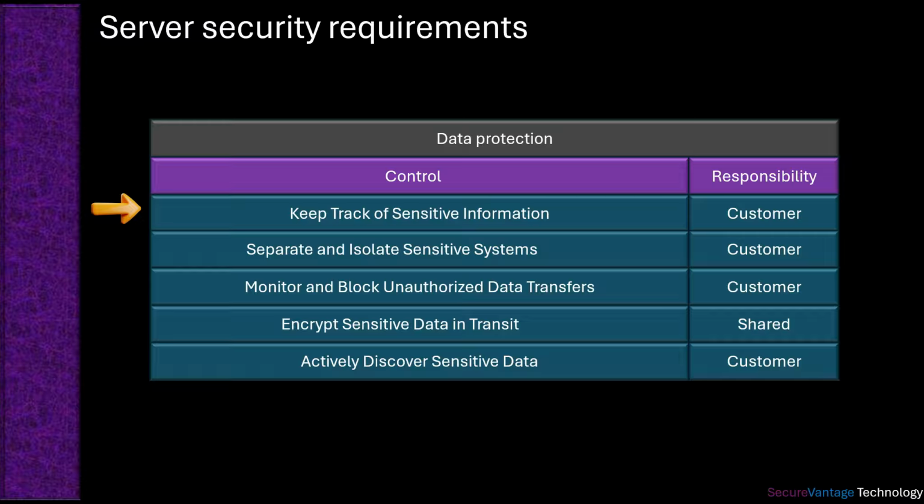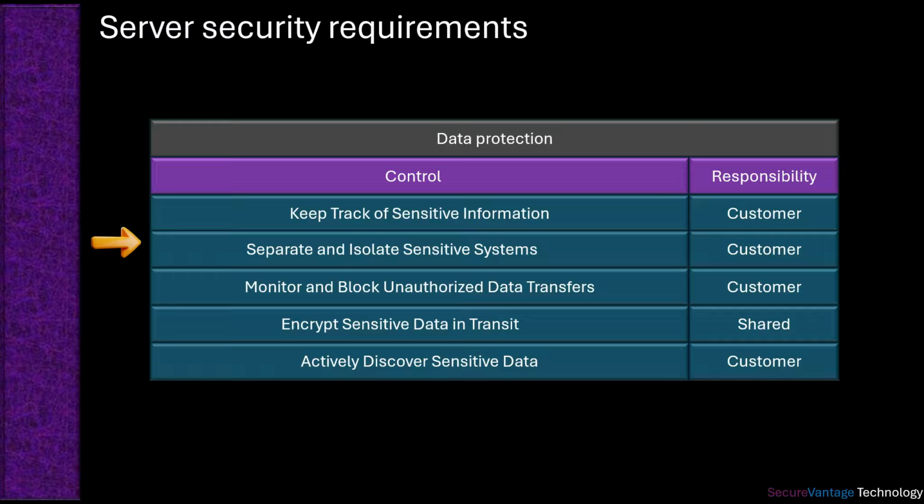First control is keep track of sensitive information. Think of this as keeping an organized list of all your most valuable items. For servers, this means knowing exactly where your sensitive information is stored. You can do this by tagging your virtual machines that handle this kind of data. It's like putting a label on a box to remind yourself what's inside. This way, you always know where your sensitive stuff is, making it easier to protect.